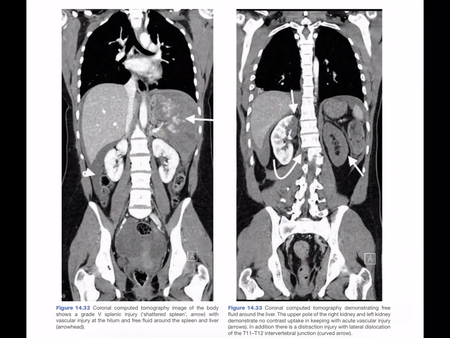In figure 14.33, coronal CT demonstrating free fluid around the liver. The upper pole of the right kidney and left kidney demonstrates no contrast uptake in keeping with acute vascular injury. In addition, there is distraction injury with lateral dislocation of the T11-12 intervertebral junction.